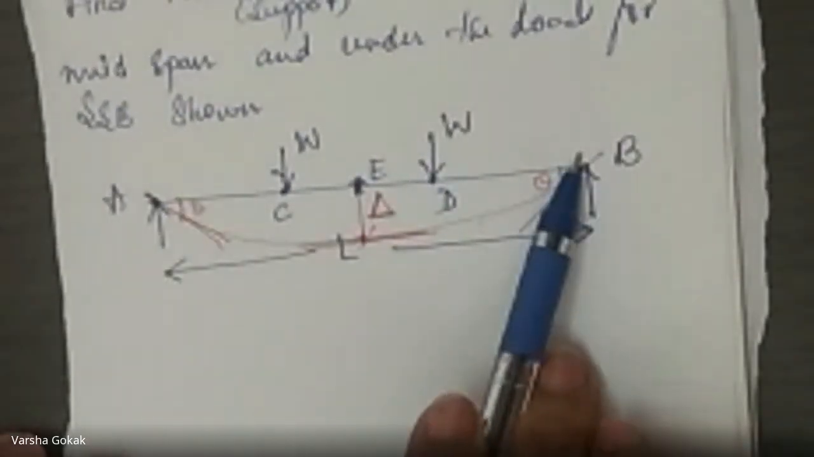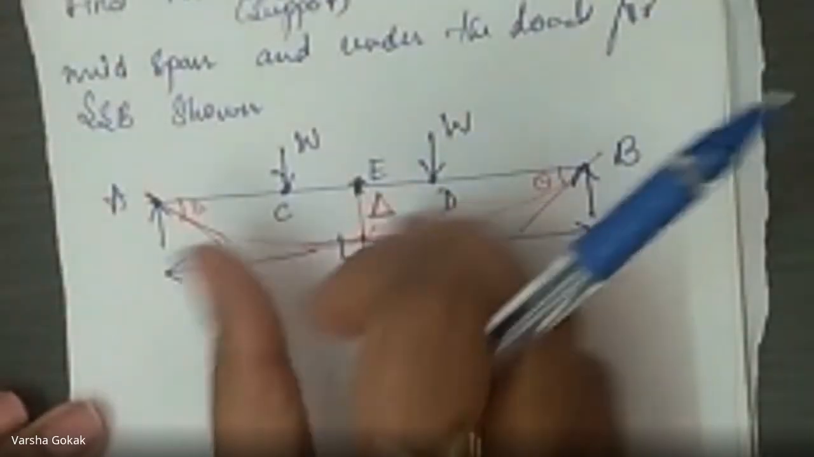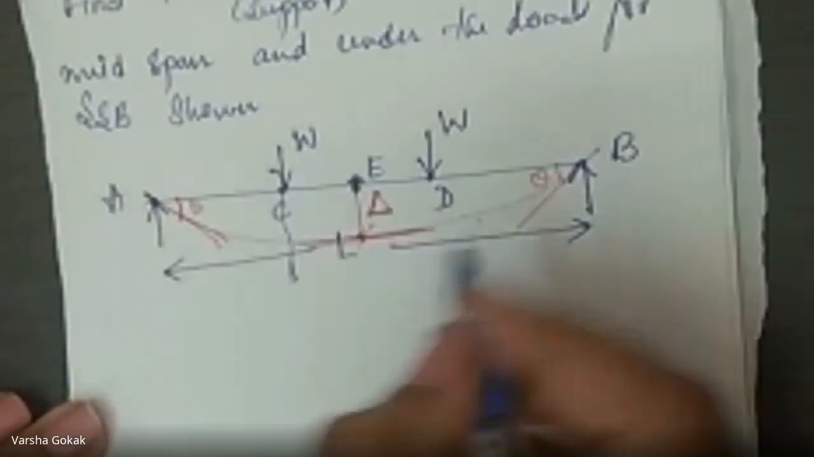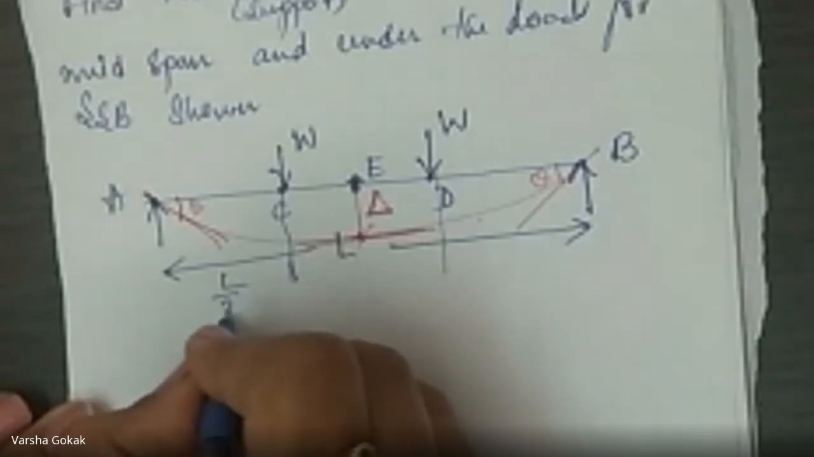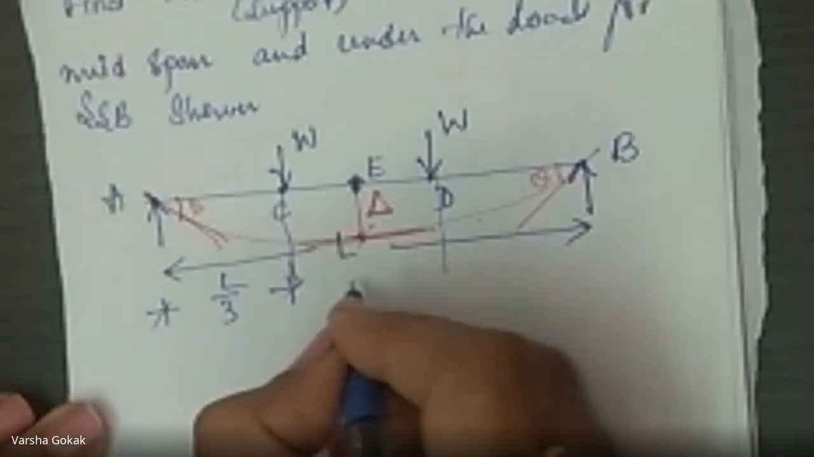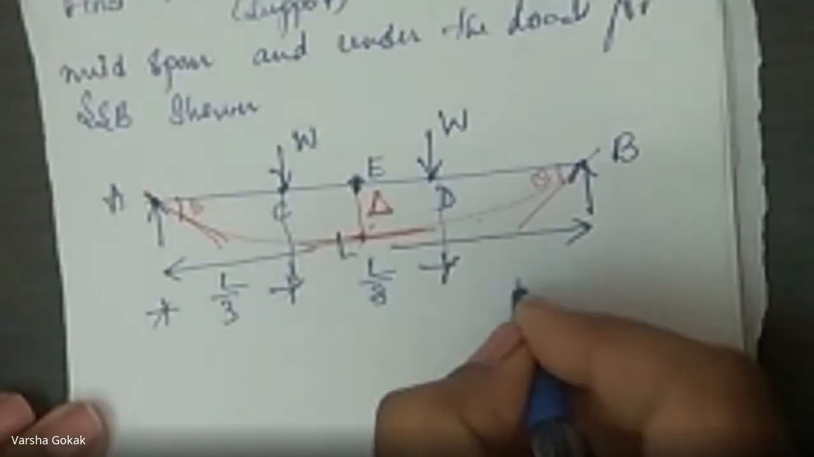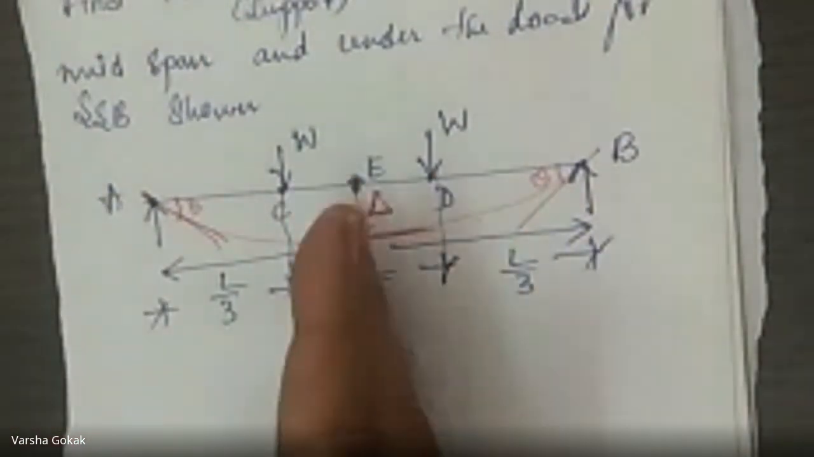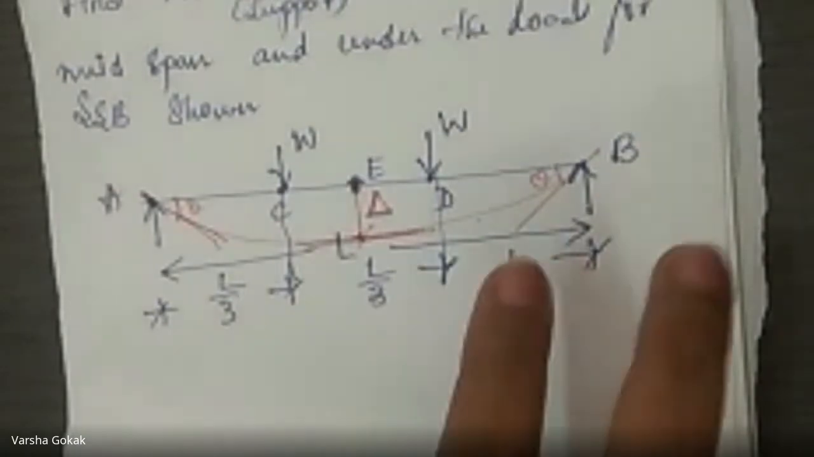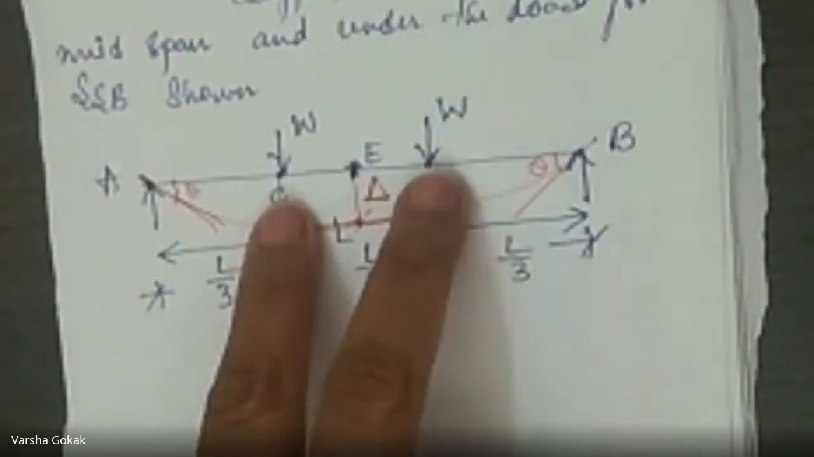Deflection at midspan, delta, is the given question. Now when this is a simply supported beam and I have equidistantly placed these two loads, what are the lengths going to be? This is going to be L by 3, this also L by 3, and this also L by 3. L by 3, L by 3, L by 3 are the spans. These are the point loads. Now for this figure we have to find the slope and deflection.